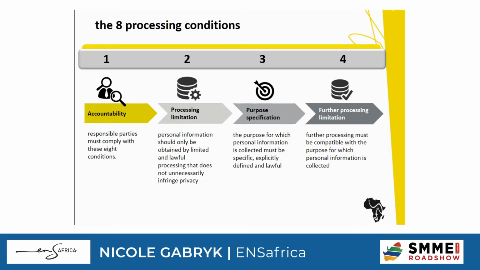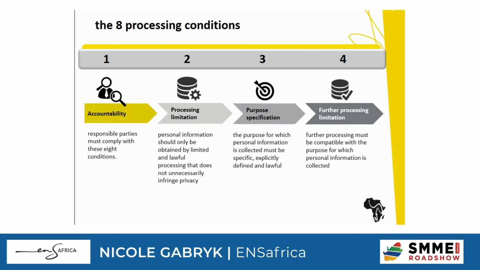The first processing condition is that of accountability. Importantly for accountability is that the responsible party must comply with this Act. It incurs the obligations and liabilities under the Act, and so it is accountable for breaches of this Act.